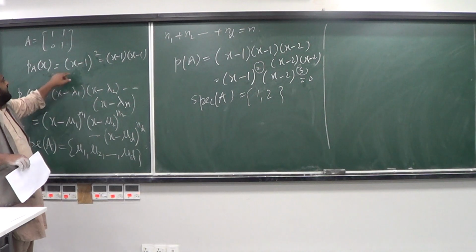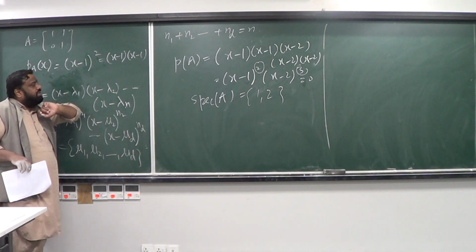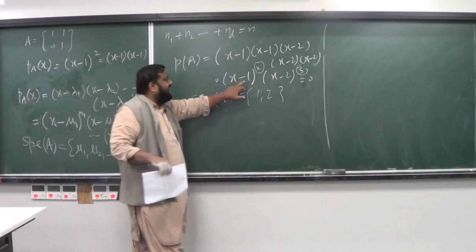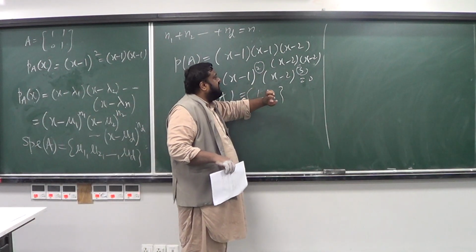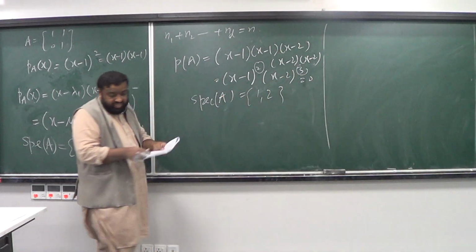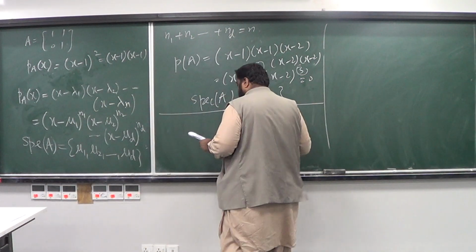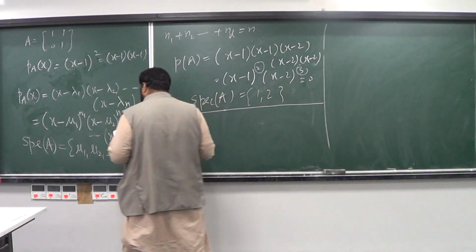So here the eigenvalue 1 has algebraic multiplicity 2 and eigenvalue 2 has algebraic multiplicity 3 actually. So let me put a formal definition of algebraic multiplicity.